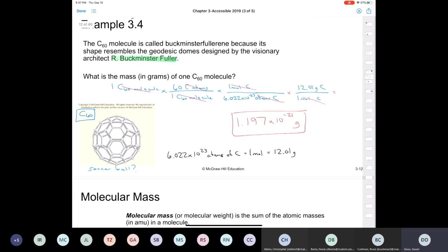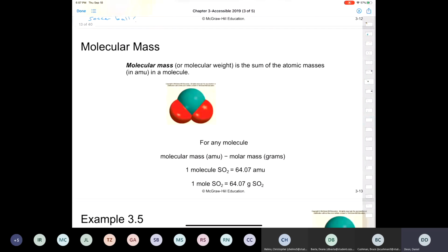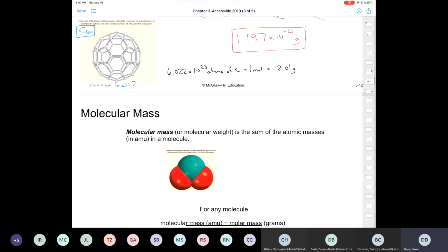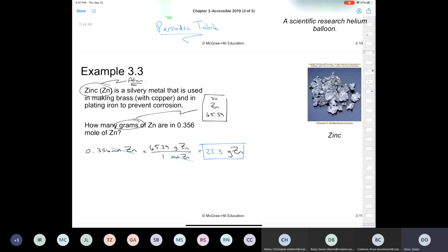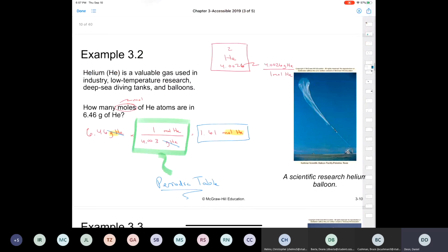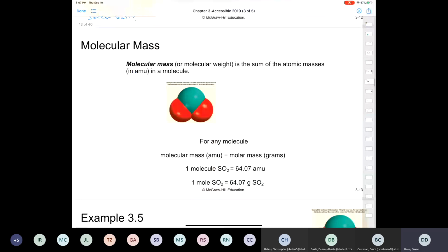With that in mind, let's shift gears and let's talk about molecular mass. So far we've talked about atomic mass, right? If you go back, we talked about atoms of carbon. Here we talked about atoms of zinc. Here we talked about atoms of helium. What about molecules, right? What's a molecule? Well, a molecule is when we have two or more atoms combined together in a single entity. So it says here that molecular mass, which we sometimes call molecular weight, is the sum of all the atomic masses in atomic mass units.